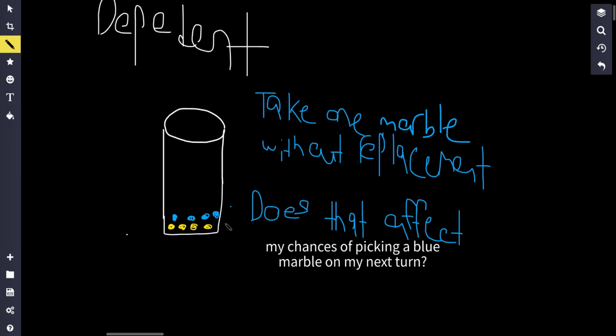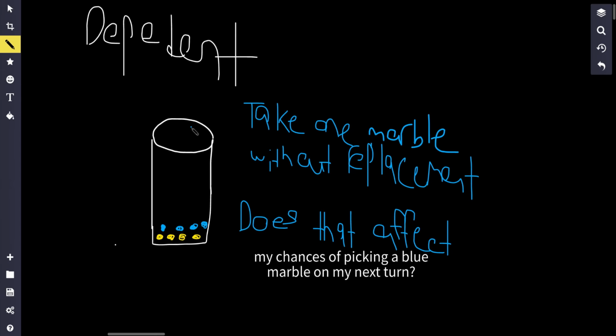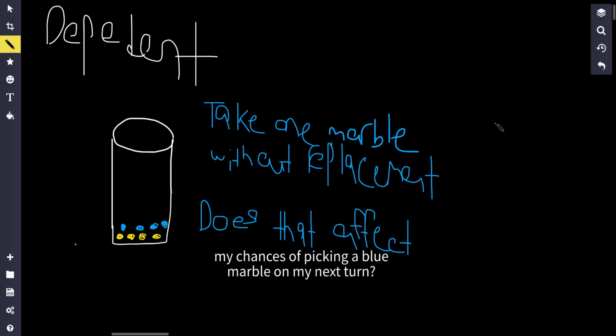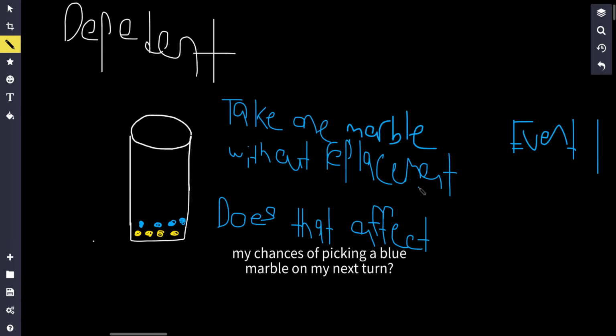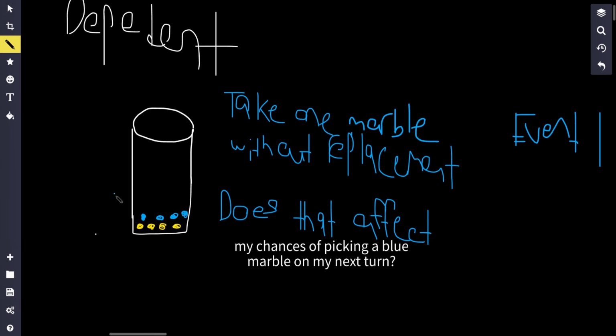So let's say I have this glass container, and it has 4 blue marbles and 4 yellow marbles. And this is event 1. For my first event, I'm going to be blindfolded and take a random marble out without replacement. Without replacement just means that if I pick a blue marble out of this container, I'm just going to leave the blue marble outside. It's not going to be in the container anymore.